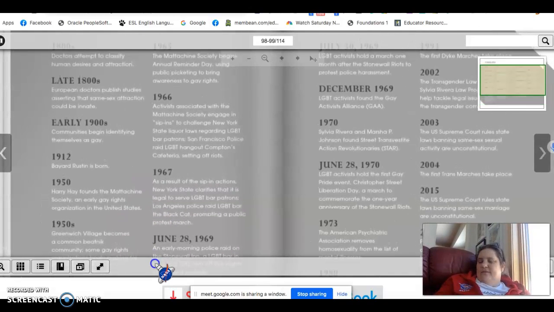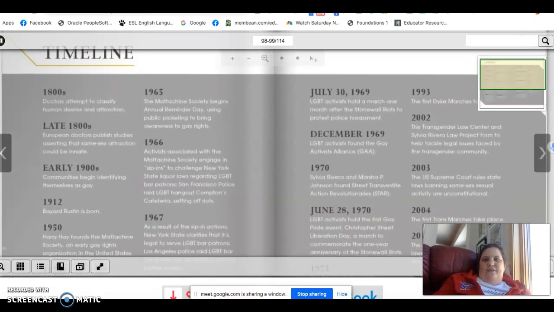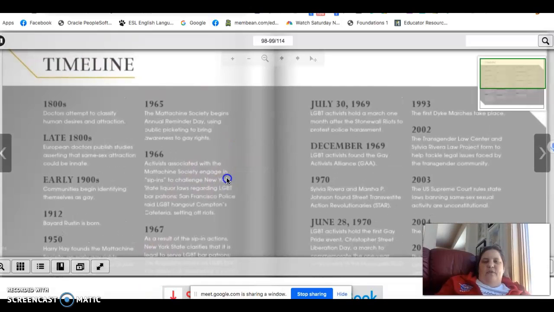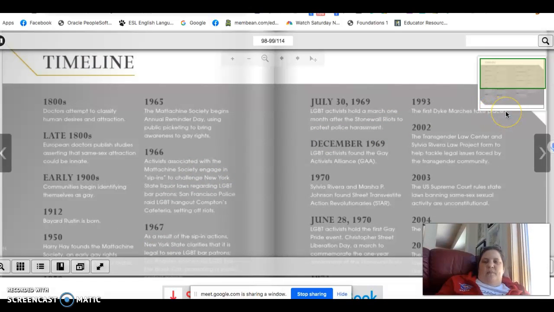Stonewall riots. This is a timeline about the Stonewall riots. And if you don't know what the Stonewall riots are, that's okay because I didn't really either until I looked at this book.